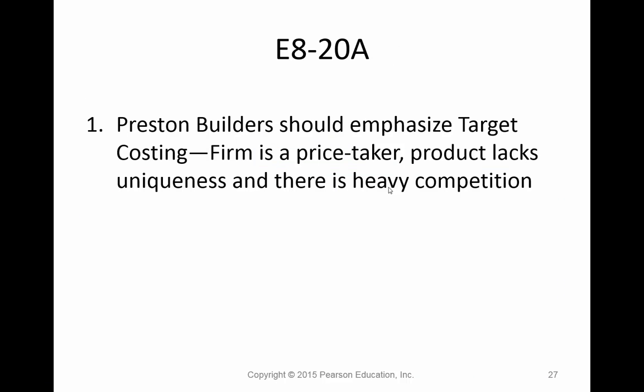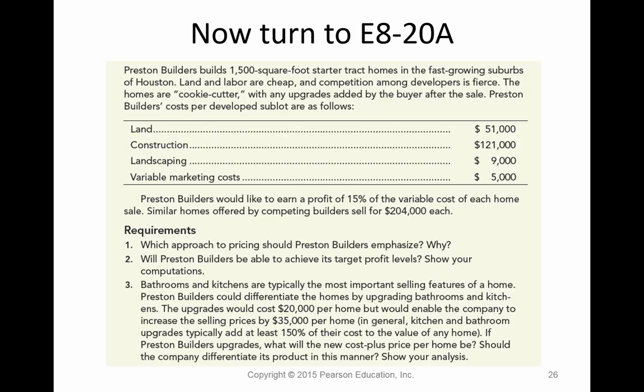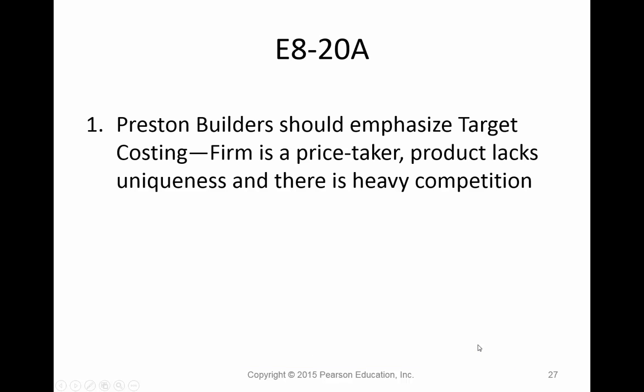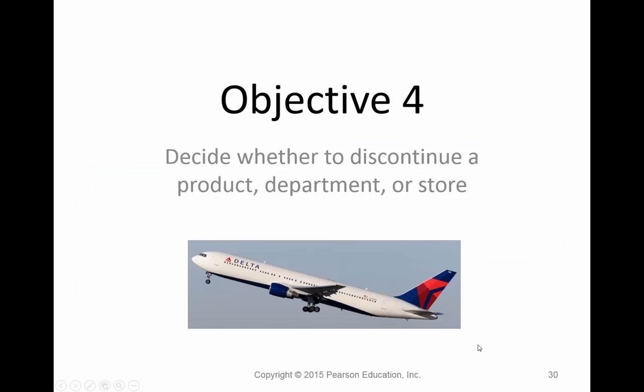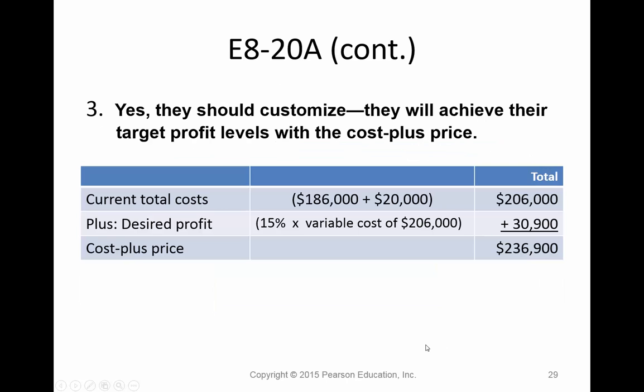Okay, then the third question, which is a longer one. I'm not going to read the whole thing. If you need to pause your video again here to read through this again, you can. Otherwise, let's move right through this. So the basic questions, though, given all this information, will the new cost plus price, what is the new cost plus price per home, and should they differentiate the product based on this analysis?